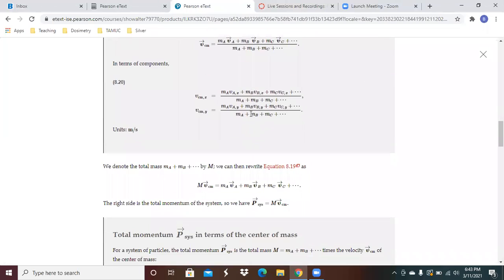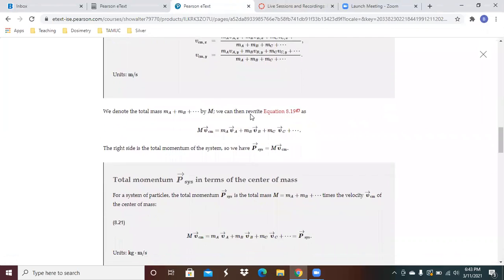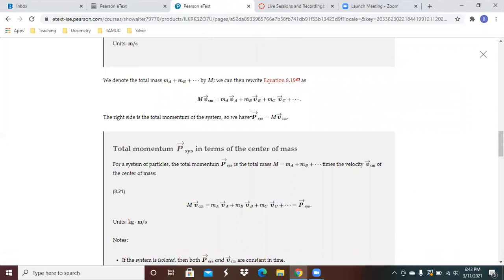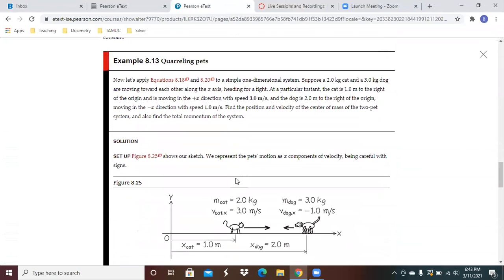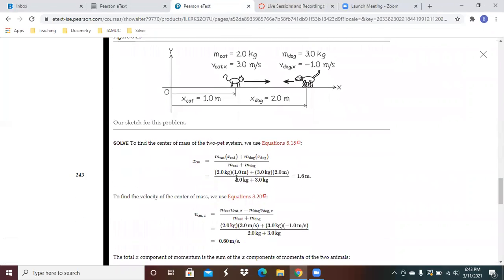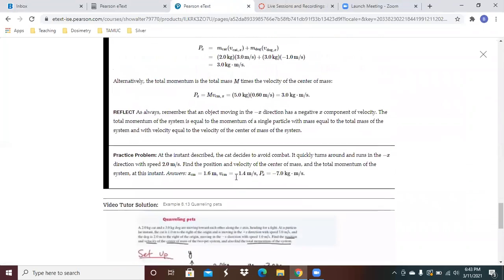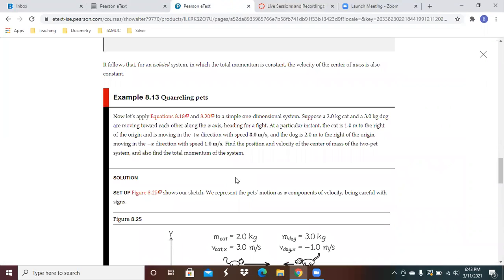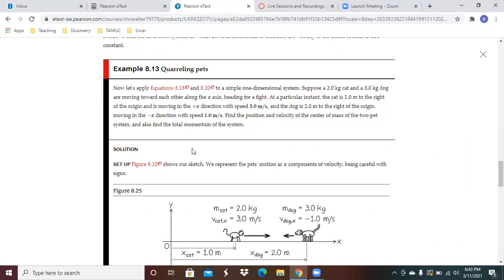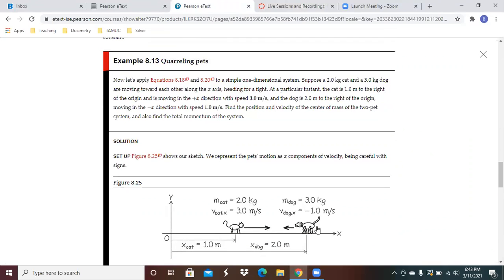Again, there's more conversation here regarding the velocity, the center of mass and whatnot. And more equations here even still. Let's see what we got here. Let's take a look at the quarreling pets. It's an interesting problem. We're going to take those equations and apply them to a simple one-dimensional system. So we have a cat and a dog.